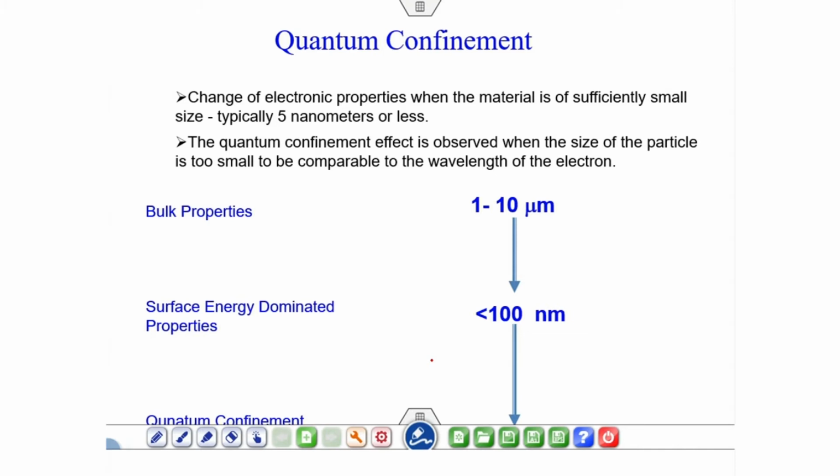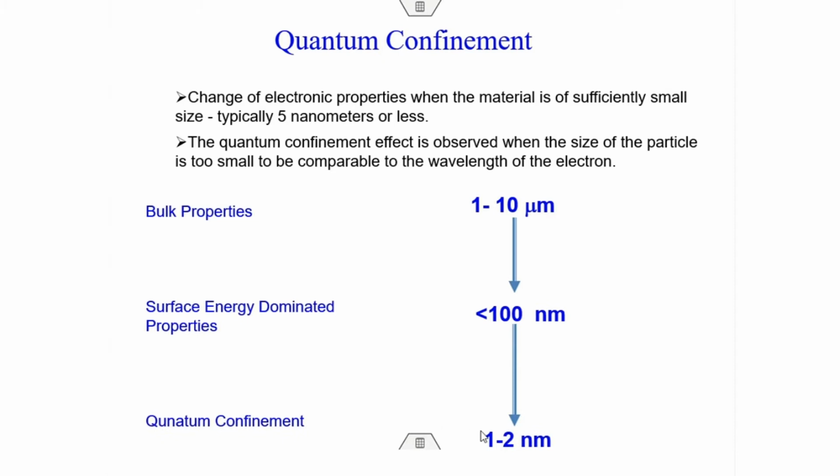Same thing can happen with phonons also. If the phonon wavelength is comparable with the dimension of the material, this can also be an important aspect for thermal transport. And this is clear that this size effect will be dominant only when the size is 1 to 2 nanometers, preferably below 5 nanometers. This effect can be observed.